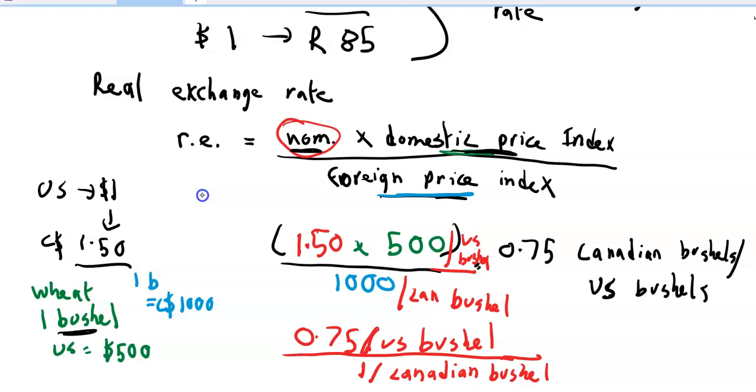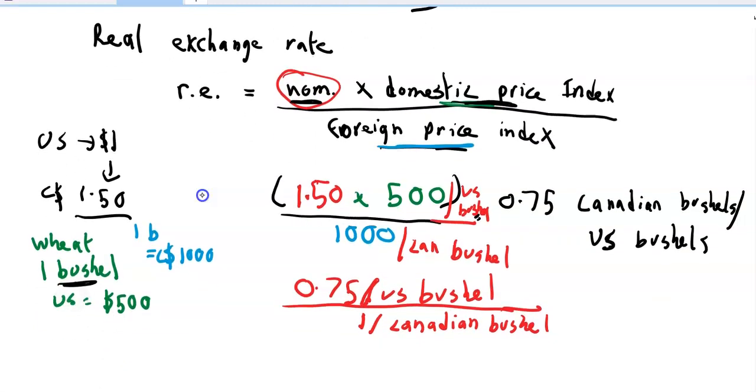So why is this important? What does real exchange rate help us to do? It helps us to find out where it's cheaper to buy a certain product. So if I were to buy 1 bushel of wheat, is it cheaper to buy it in the US or is it cheaper to buy it in Canada? Now, using US values and Canadian values, these are in US dollars and Canadian dollars. It's hard for me to see that.